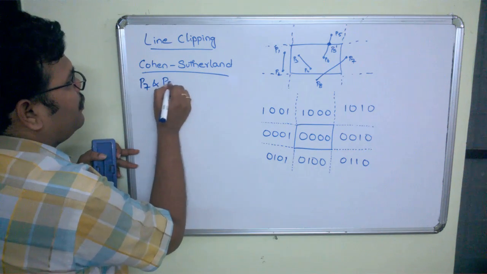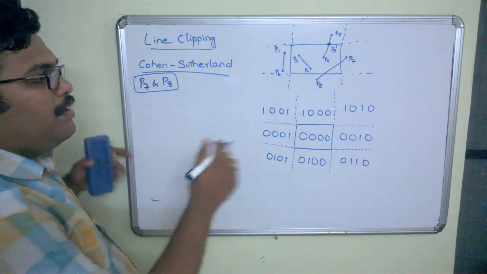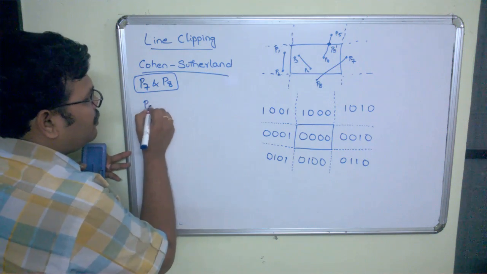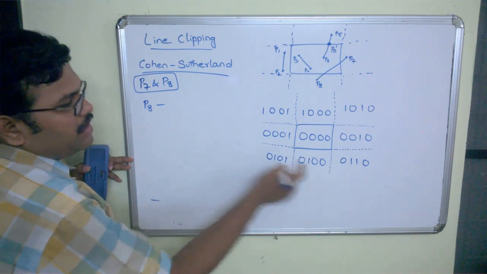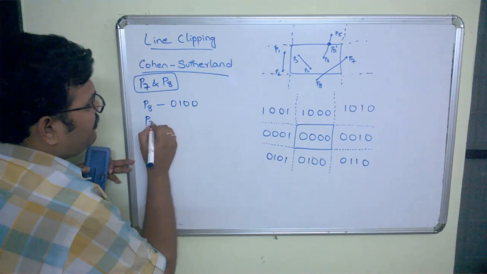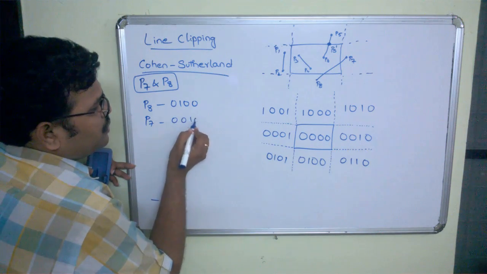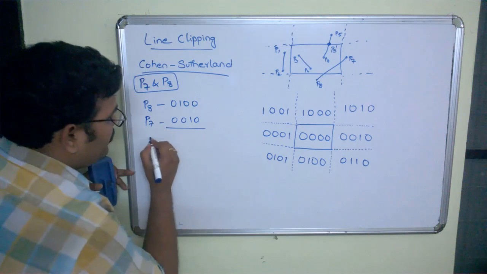P7 and P8. Here also consider the P8 region code, that is 0100, and the P7 region code, that is 0010. Apply the AND operation.